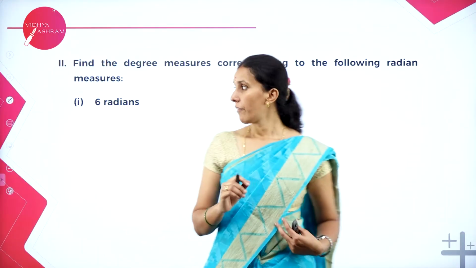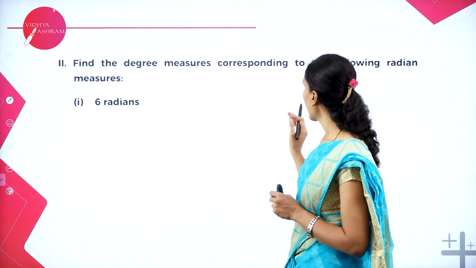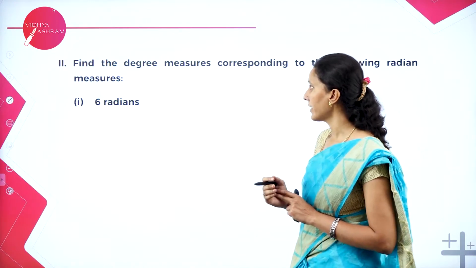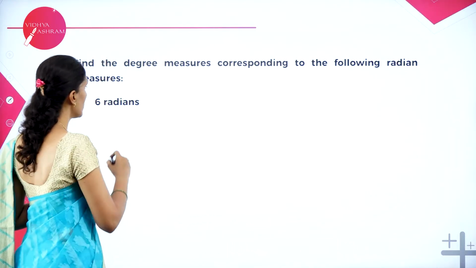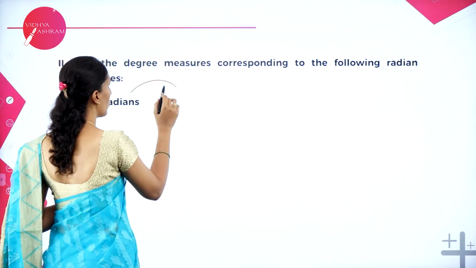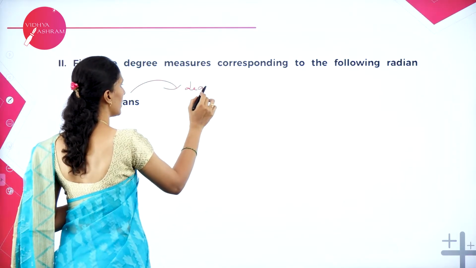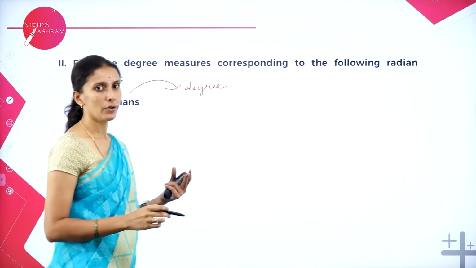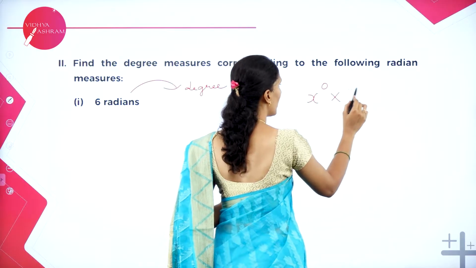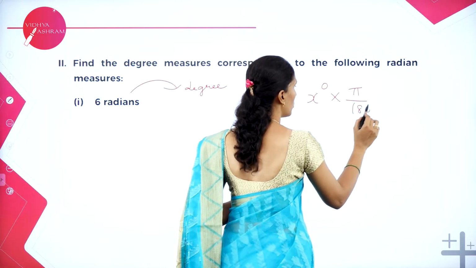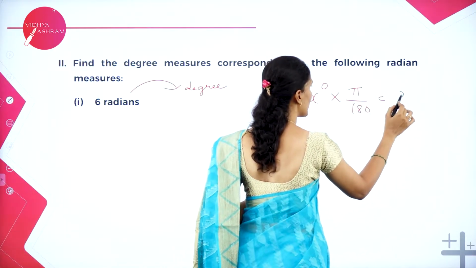Next we have: find the degree measures corresponding to the following radian measures. So we have conversion of radians into degrees. We have 6 radians. Now we are going to convert it into degrees. So when you are converting any value into degrees, suppose you have x degrees, you are going to multiply pi by 180 to convert it into x radians.